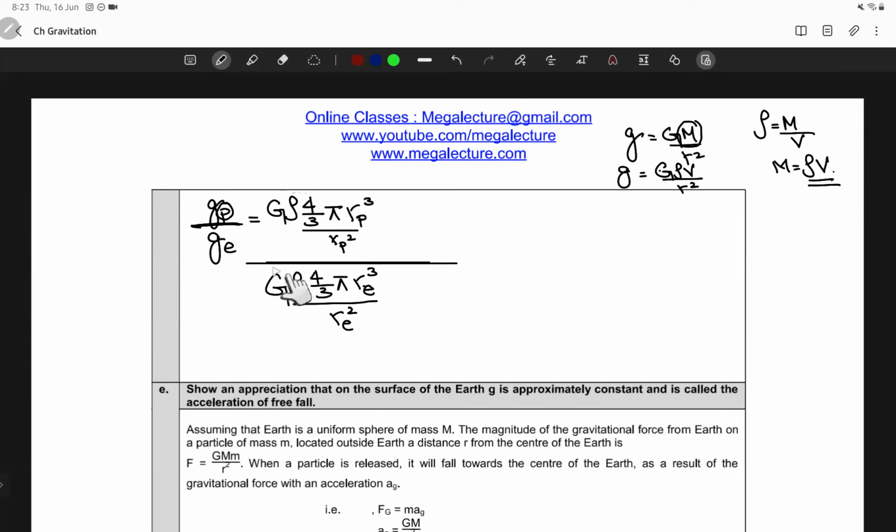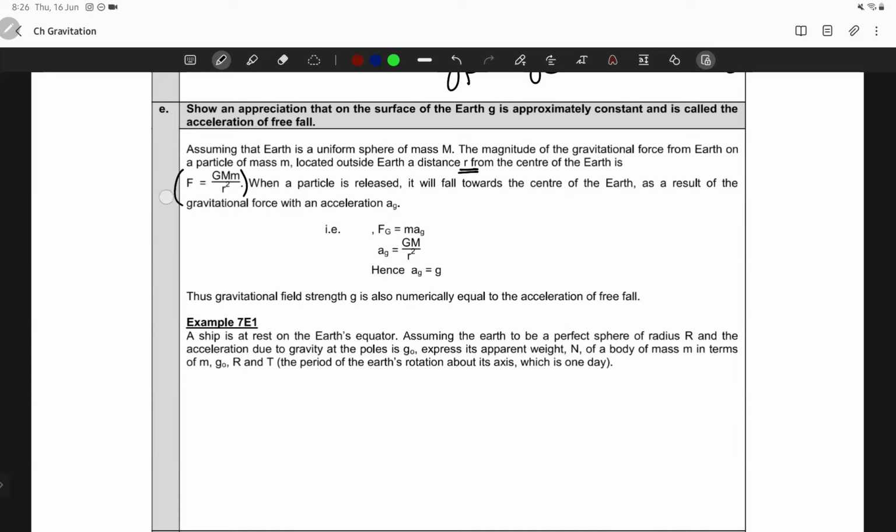So the next thing is, now assume that Earth is a uniform sphere. That's how we assume the geometry of our Earth, right? And say it has a mass m. Now, the magnitude of the gravitational force from the Earth on a particle of mass m, which is outside the Earth, say at a distance r away from the center of the Earth, you know that this expression for force is valid, right? Did you understand what this statement means? It's just basically describing the expression for this force.